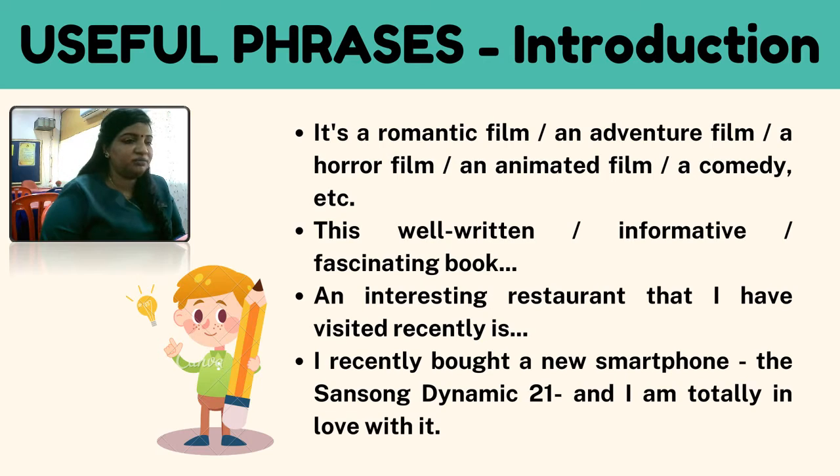Next, if you are writing a review about a restaurant, you can start by saying an interesting restaurant that I have visited recently is, and you can mention the name of the restaurant and continue with the writing. Next, if you are going to write a review about a smartphone, you can mention I recently bought a new smartphone and continue by mentioning what type of phone it is. For example, Samsung Dynamic 21 and I am in love with it.